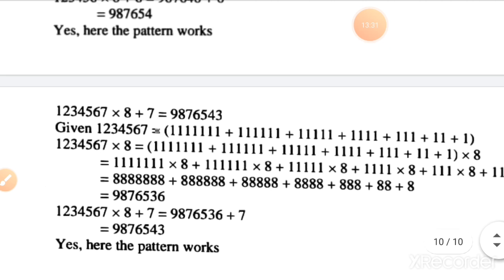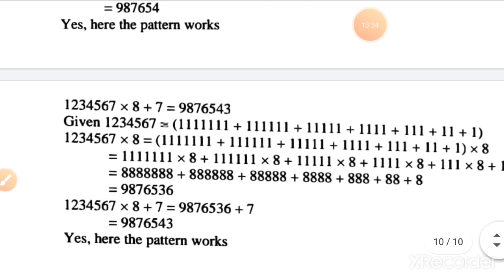So here lesson number 2 is over. In the next video we will start lesson number 3. Till then you have to practice both these lessons, and all the examples you have to write in your fair notebook.